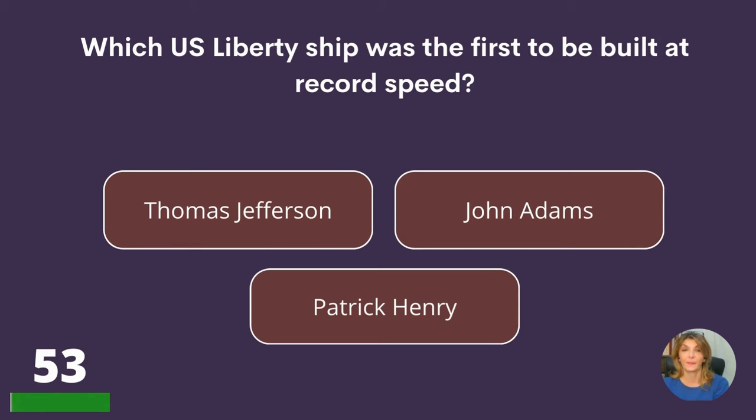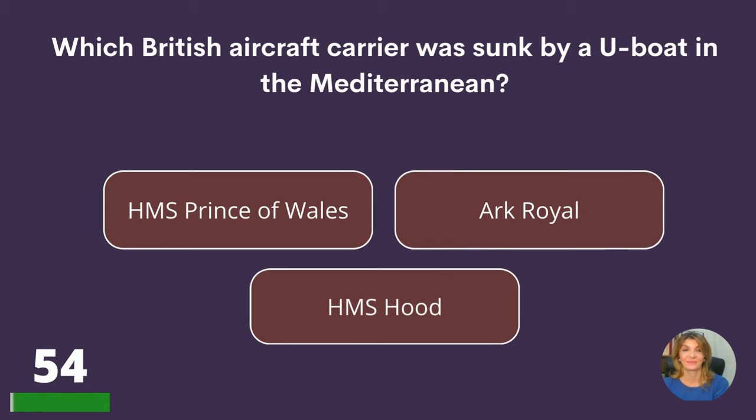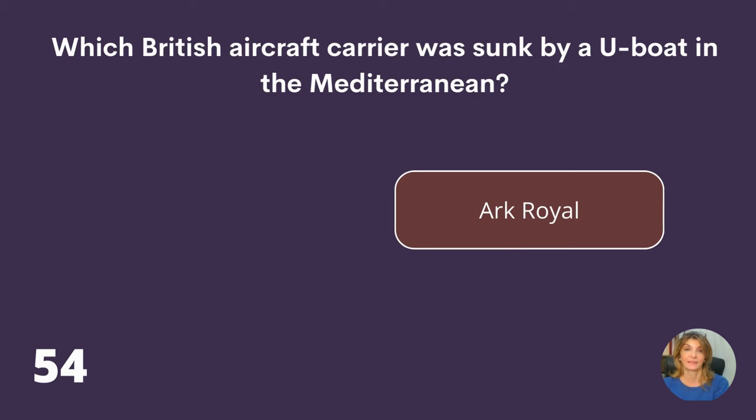Which U.S. Liberty ship was the first to be built at record speed? Thomas Jefferson, John Adams, or Patrick Henry? Patrick Henry. Which British aircraft carrier was sunk by a U-boat in the Mediterranean? The HMS Prince of Wales, the Ark Royal, or the HMS Hood? The Ark Royal.